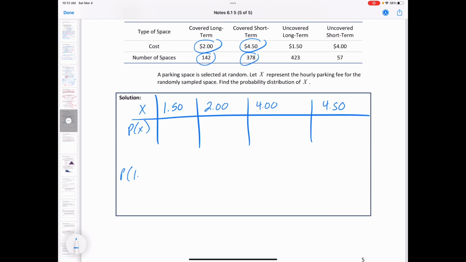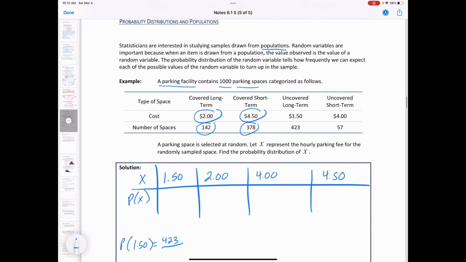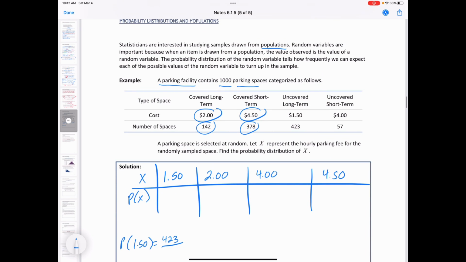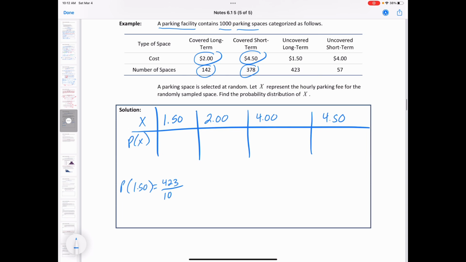So the probability that I draw a $1.50 spot is 423 over 1,000, right? Because I've got 1,000 parking spots. If you type that in on your calculator, it's 0.423. The probability of $2 is 142 over 1,000, same thing as 0.142. The probability of $4 is 57 over 1,000. This is not 0.57, it's 0.057.